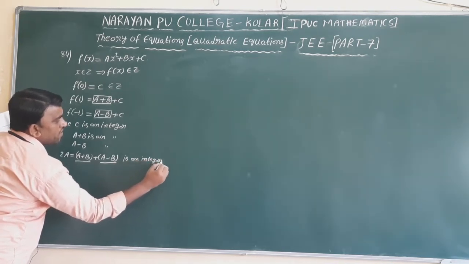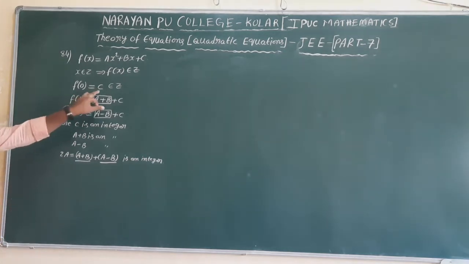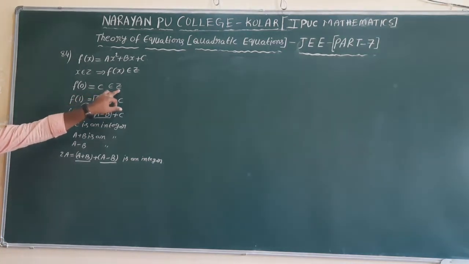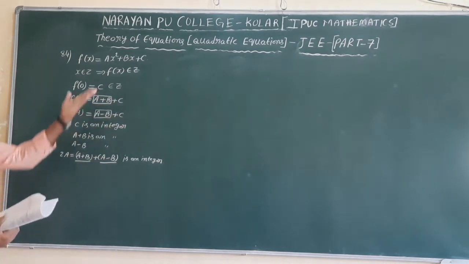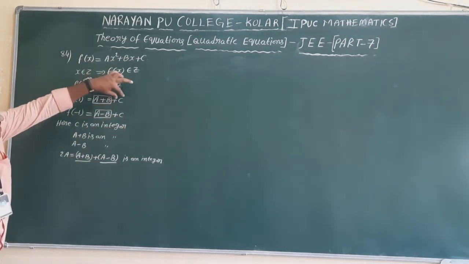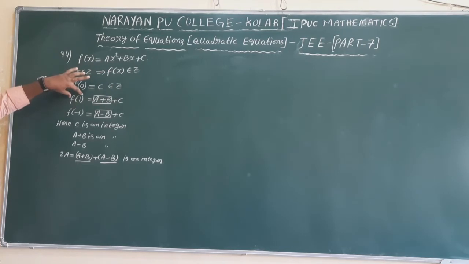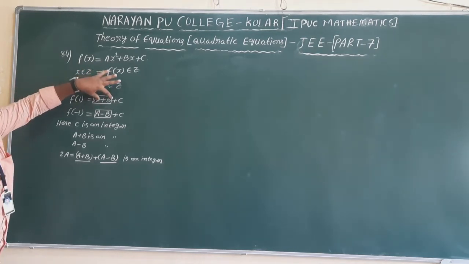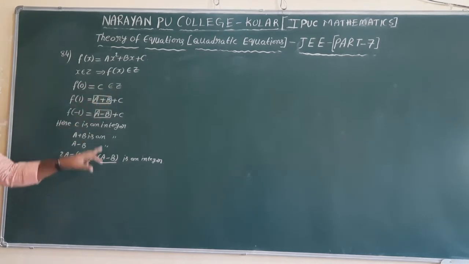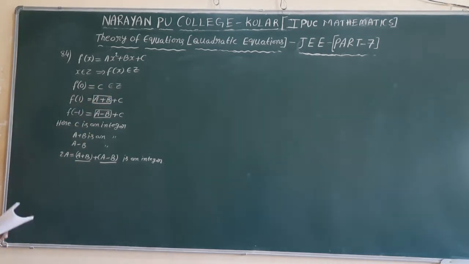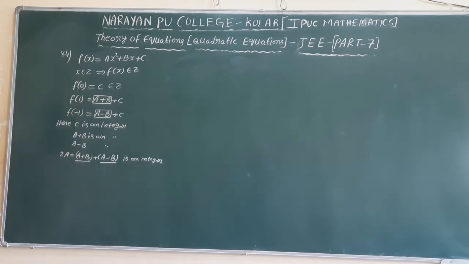The only concept you should apply, don't be confused. c is already an integer, we know it. Whenever x is an integer, f of x is an integer. That we know from the question. So whenever c is an integer, it also becomes an integer. When it is possible, a plus b is also an integer. Like that, a minus b is also an integer. So these two, 2a is also an integer, but what is asked is which is not an integer.